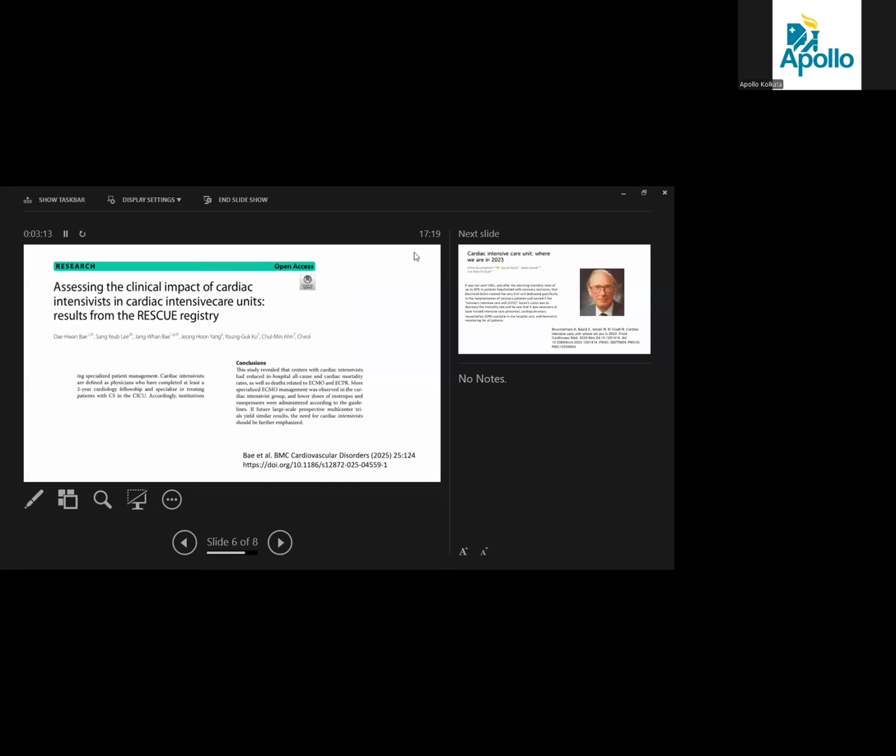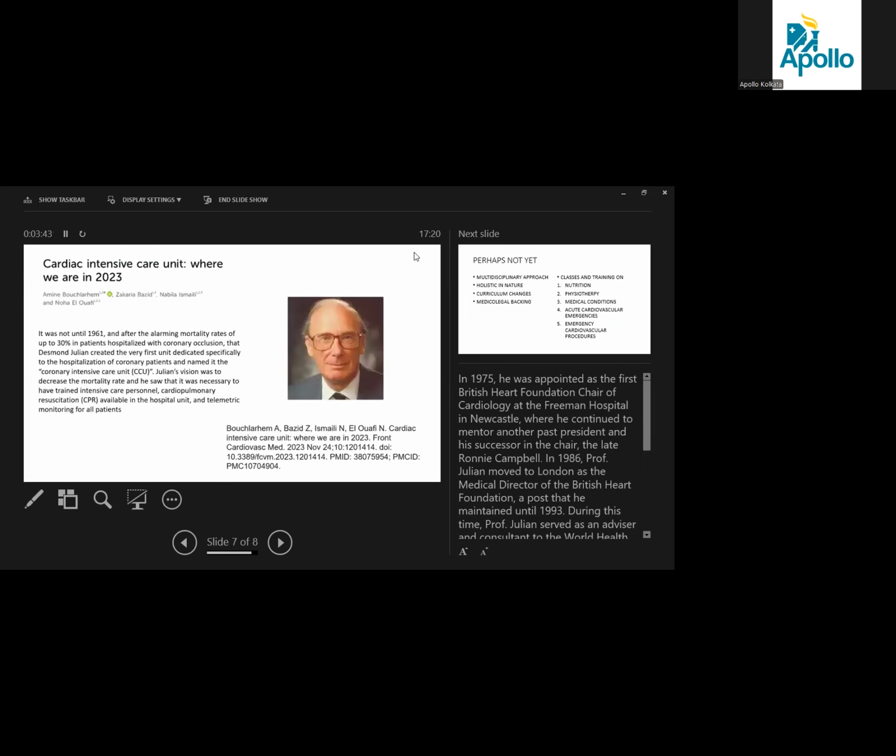If we look at what the studies say, there is a study assessing the clinical impact of cardiac intensivists in cardiac intensive care units, from the Rescue Registry. It showed that with cardiac intensivists in cardiac ICUs and in ECMO settings, where the decisions were taken by cardiac intensivists, there was better survival and reduced in-hospital all-cause and cardiac mortality rates. Similarly, other studies have also shown that CCUs led by cardiac intensive care specialists had lower all-cause mortalities.